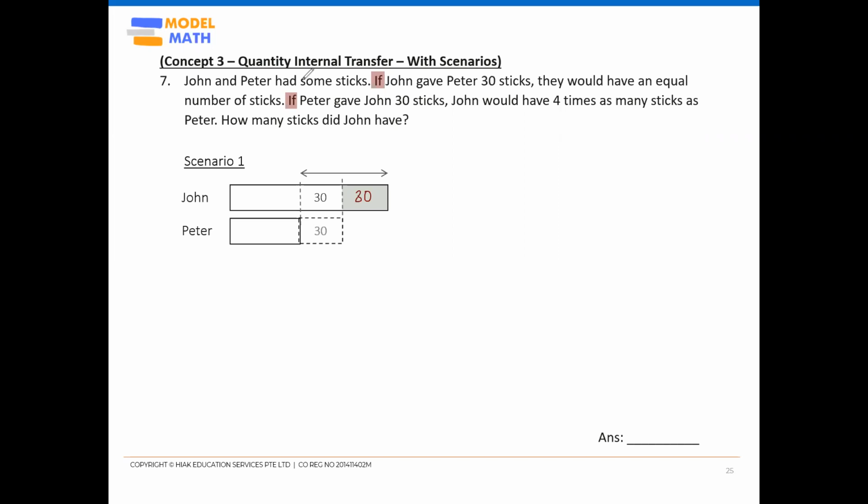As you can see, this will be the difference between both boys at first. Because if I backtrack my model, can you see, this was the original difference. So this difference will be useful, and we can actually find out the difference between both boys from the transfer of 30 sticks that's provided for us. So we're going to work that out. This difference here will be 60 sticks, 30 plus 30, right?